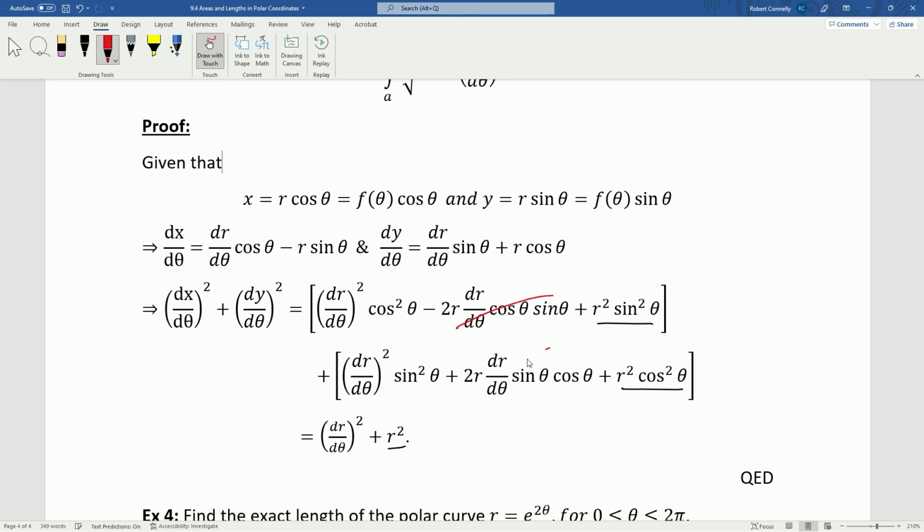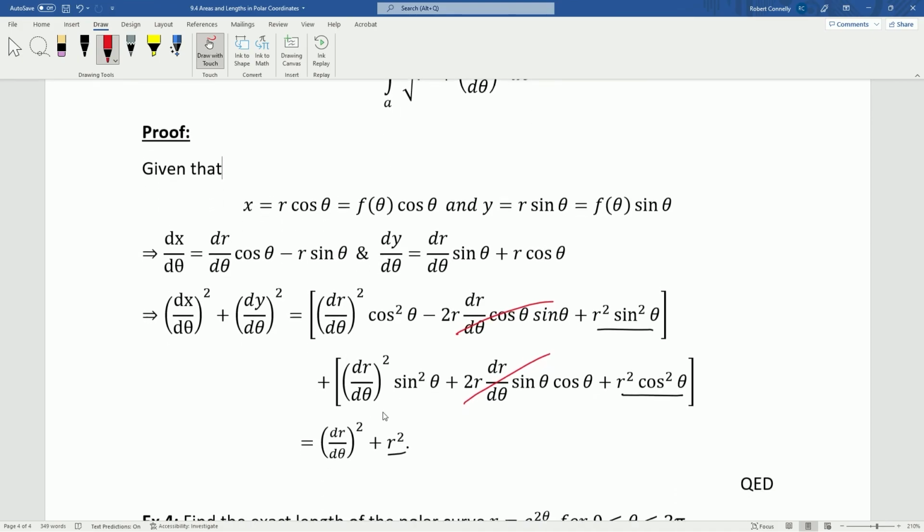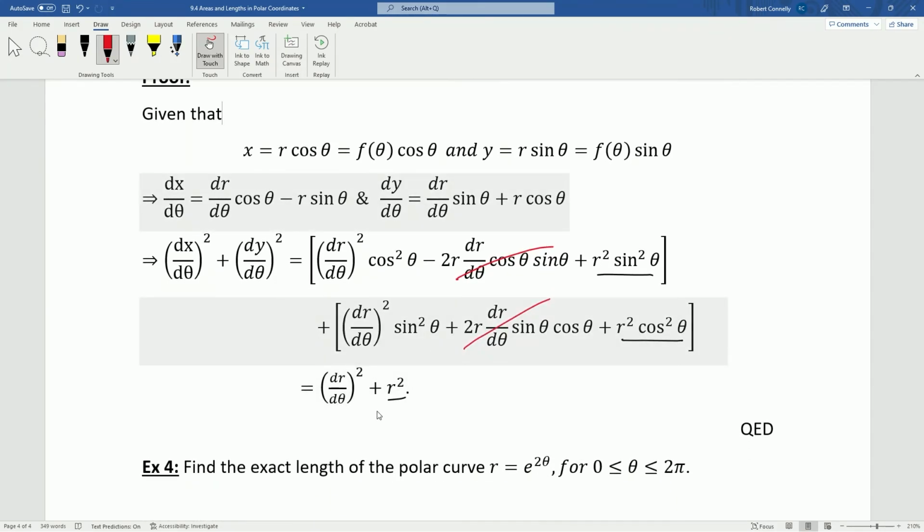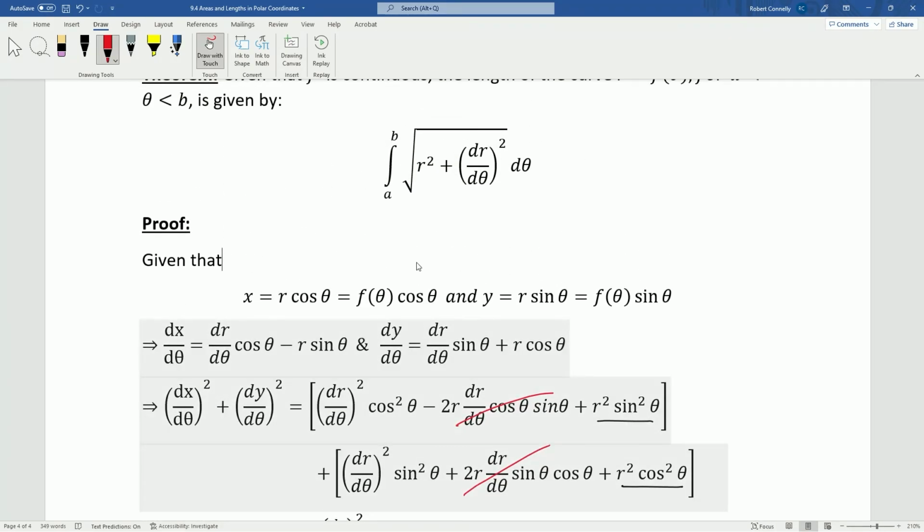So these middle terms will both cancel because they're the same. And then here, cosine squared of theta plus sine squared of theta is 1. So when I factor this out of these two terms, that becomes 1, and we get left with (dr/d theta) squared. So that allows us to substitute that back into our parametric formula for length, and that gives us this new polar formula for length.